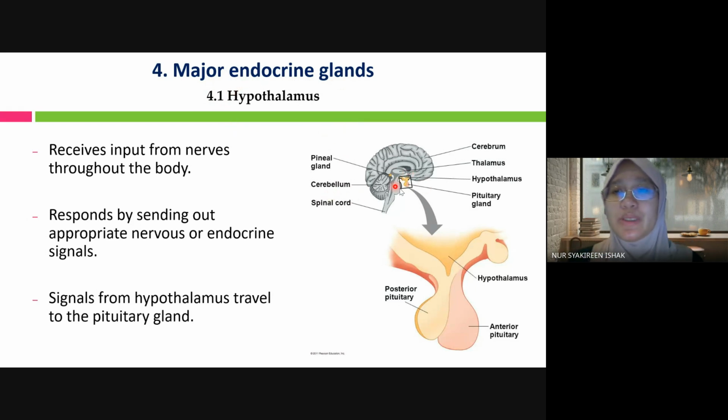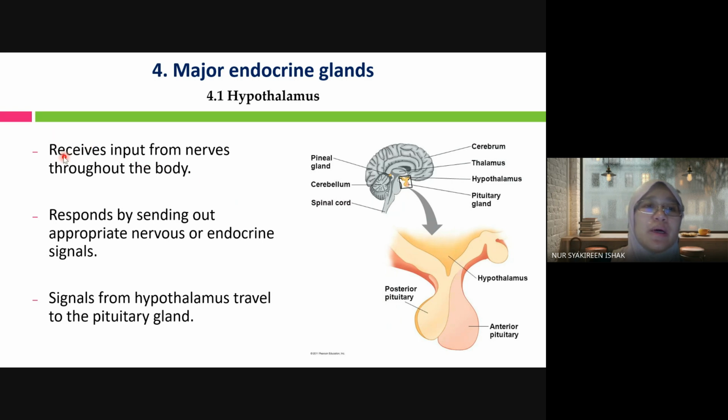So this is the location of the hypothalamus, in your head area. So this is the hypothalamus. Hanging from the hypothalamus, you have the pituitary gland. So the pituitary gland has two regions, anterior, the front part. Anterior is where your eyes, nose, and mouth are. So it is the anterior part. So at the back you have the posterior.